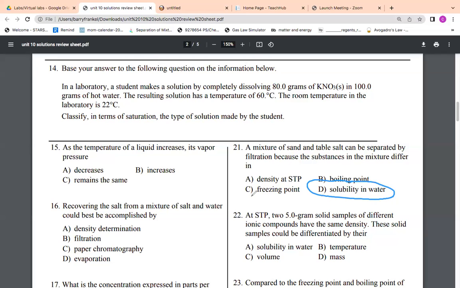22. At STP, two 5-gram solid samples of different ionic compounds have the same density. These solid samples could be differentiated by their what? They're saying that they're both at STP, so they are at the same temperature. They're also both 5 grams. And they also have the same density, which would mean that if they have the same density and the same mass, they're also going to have the same volume. This is the only thing that would be able to differentiate them.